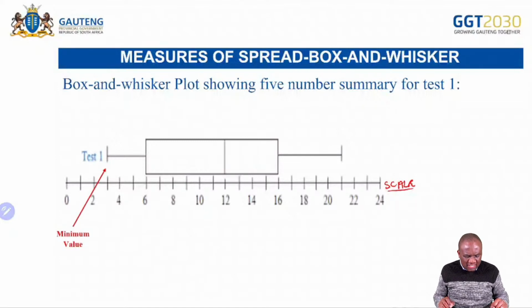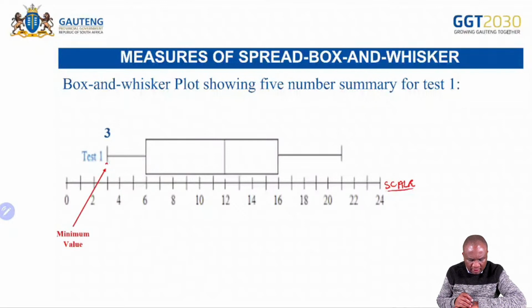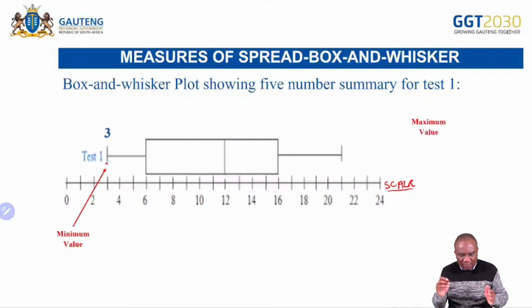Please write minimum value, and show the arrow going to this. This means that's where the minimum value is. From the scale, we can see that the minimum value is 3. And then from the minimum value, we go to the lower quartile. But let's deal with the maximum first.